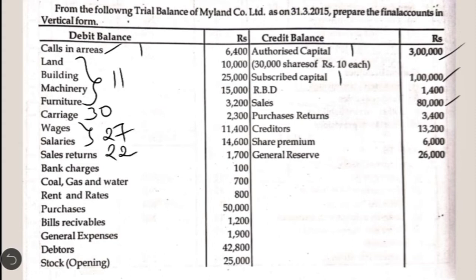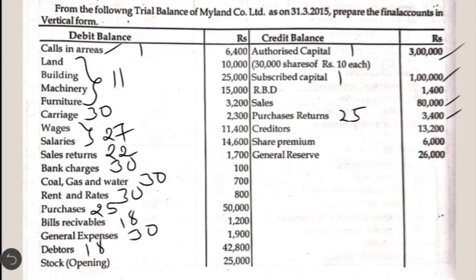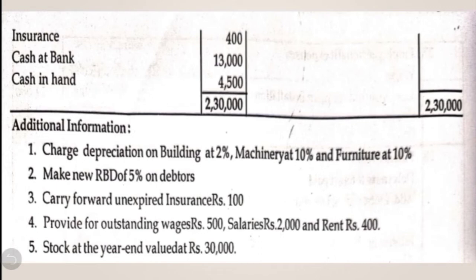Then we have bank charges. It should be shown in note number 30. Coal, gas and water, 30. Rent and rates, 30. Purchases we have to show in note number 25. There is purchases returns written here, so that should be deducted from purchases in note number 25. Then bills receivables, it is trade receivables. It should be shown in note number 18. General expenses, note number 30. Debtors we have to show in trade receivables, note number 18. Stock, which is opening stock, should be taken in note number 26, that is changes in inventories. Insurance is an other expense, we have to show in note number 30. Cash in hand and cash at bank we have to show in note number 19, that is cash and cash equivalents.